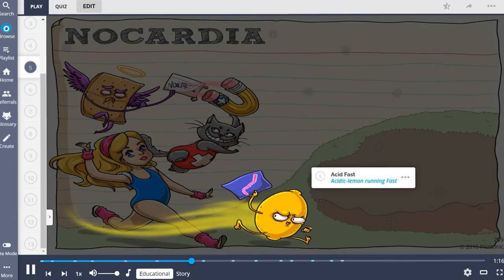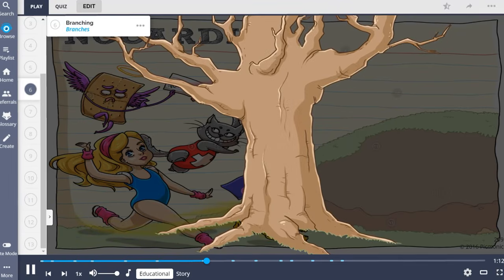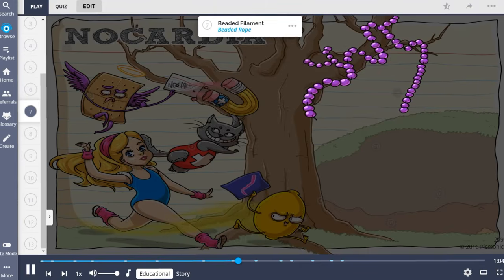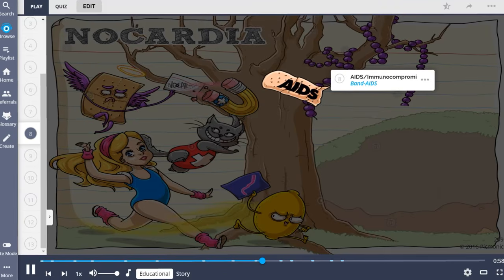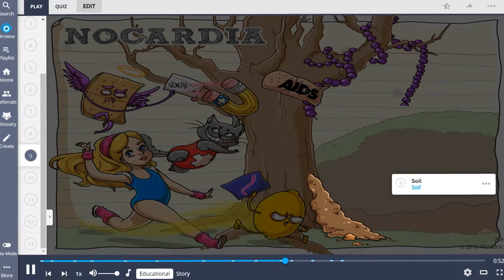Nocardia and Actinomyces are the only branched gram-positive bacteria, while Nocardia can be distinguished from Actinomyces by being weakly acid-fast, depicted by the acidic lemon running fast. Additionally, it can be distinguished from other gram-positive bacteria by its long branching filaments, represented by the branches of the tree. Nocardia is commonly described as having beaded filaments, shown by the beaded rope hanging from the tree. Nocardia typically causes infections in those with AIDS or those who are immunocompromised, illustrated as the Band-Aids, and is found in the soil, shown by the soil.